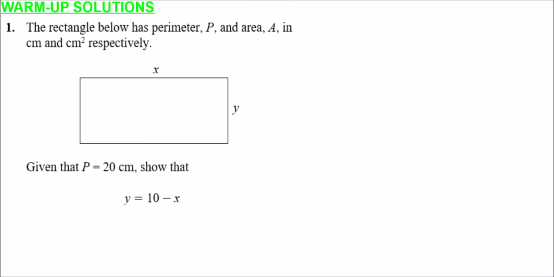So the first one, we have a rectangle, and we want to prove that y equals 10 minus x, given that the perimeter is 20. So just going back to the basics from GCSE, we know what the perimeter of a rectangle is. The perimeter, let's call it P, like we have done here, is going to be 2 lots of the length, which is 2x, plus 2 lots of the width, which we've called here y. So substitute in what we know. We're told that the perimeter is 20.